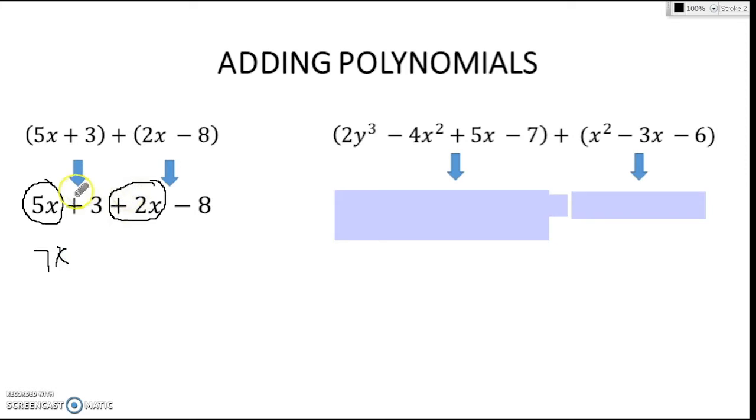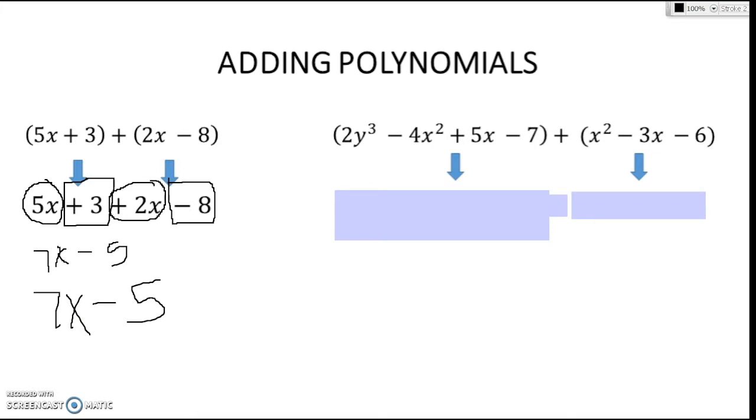All right, and then I come up here and I have this plus 3, and I have a minus 8. Notice I'm keeping that sign in front of that 8. That makes a difference. Positive 3 and negative 8, when I combine those together, leaves me with a negative 5. So therefore, my final answer is going to be 7x minus 5.